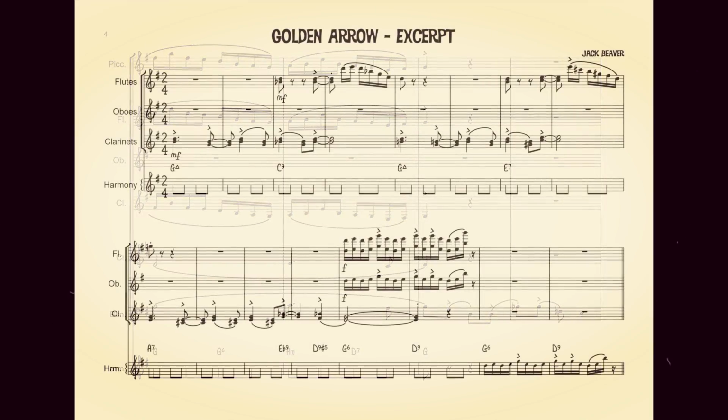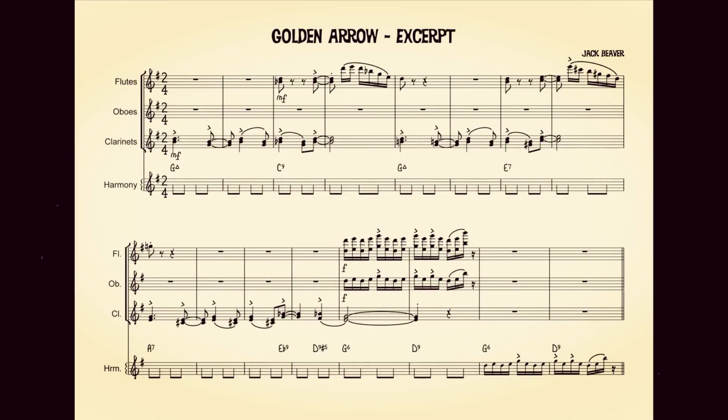Let's look at another one, this time Golden Arrow by Jack Beaver. Flutes, oboes, and clarinets are employed as Mr. Beaver must have had some sort of disagreement with the bassoonists. Perhaps they were laughing at his surname, although I'm one to talk. Take a listen.